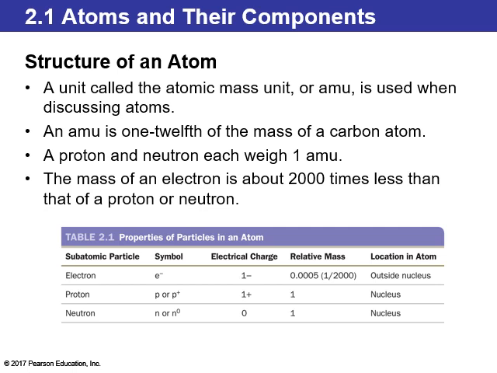It's difficult to weigh. So we use carbon, and as we are going to see, most carbon atoms weigh 12 AMUs because they have 6 protons and 6 neutrons, and protons and neutrons weigh roughly the same. So a proton and neutron each weigh roughly 1 AMU. The mass of an electron is very small, so for all intents and purposes we ignore the mass of electrons. They're about 2,000 times less than that of a proton or neutron.